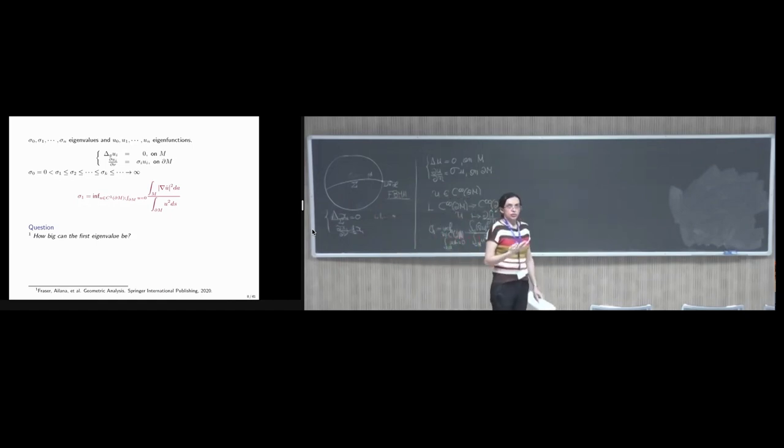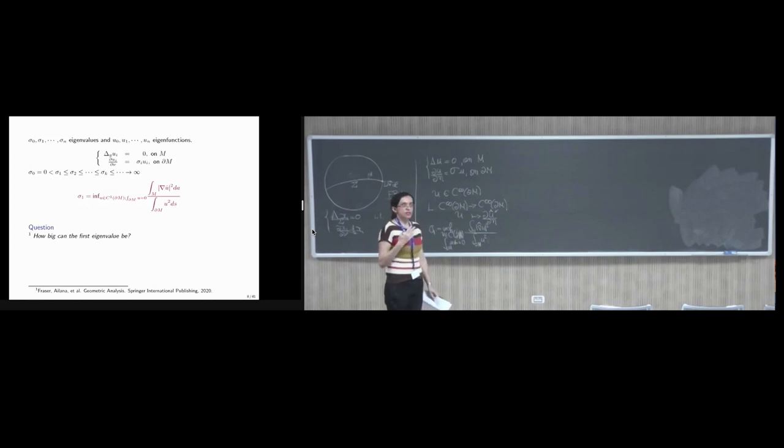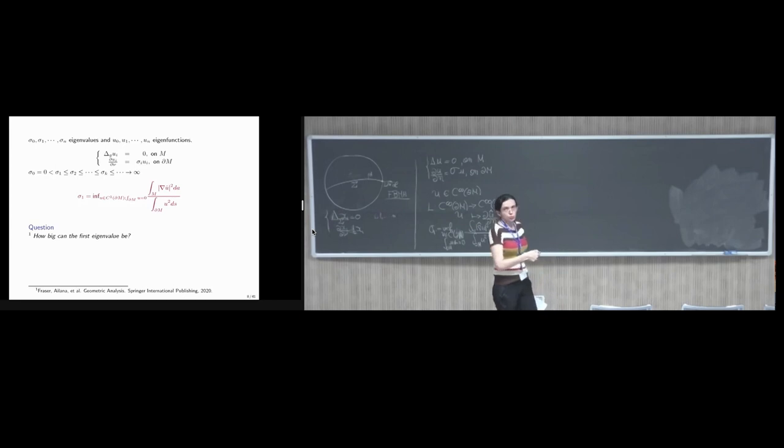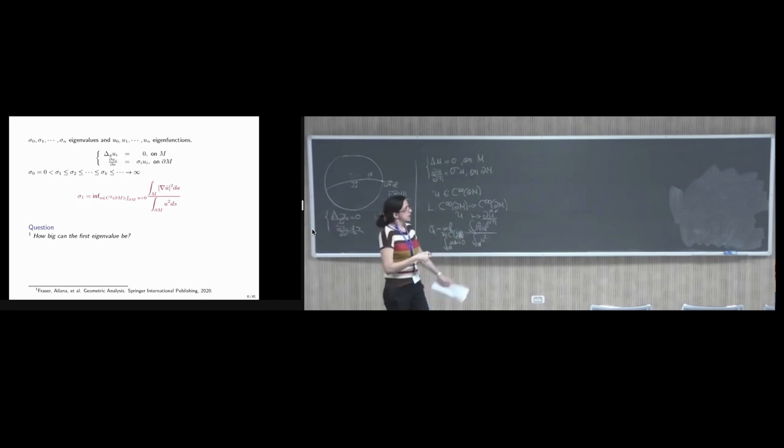The first question, and this question is not mine, is: how big can the first eigenvalue be? So I recommend that you look at this book by Kreutzer and other people. I like this book very much, and you can see a lot of papers and important results in it. In particular, you can see something about that.